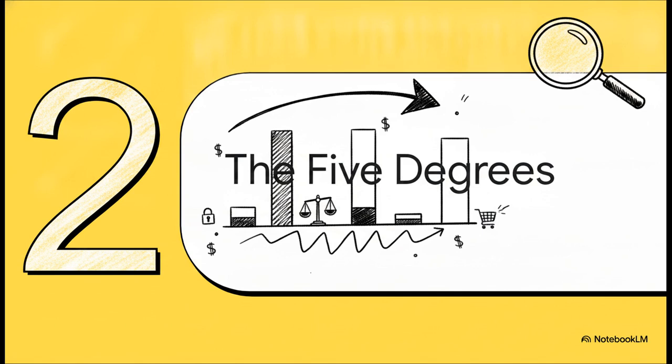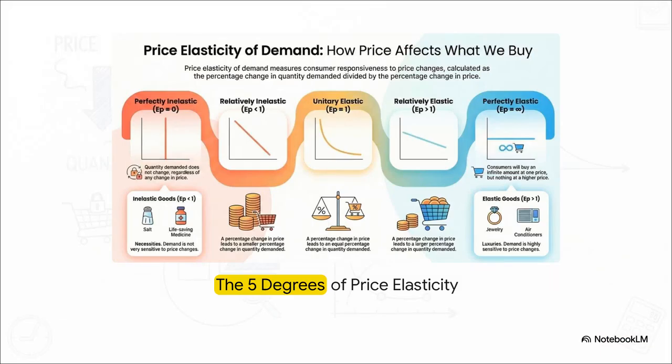Moving right along to section 2, the 5 degrees of elasticity. Think of this as our master map. It outlines literally every possible reaction we can have, from totally stubborn to highly sensitive. We're ranging from perfectly inelastic on the far left, where demand never changes no matter what the price does, moving right through unitary elasticity in the middle, all the way over to perfectly elastic on the right, where consumers will buy an infinite amount but literally only at one specific price.